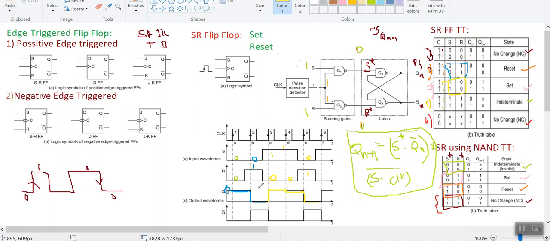If you consider this as Q, the complement is Q bar. If Q is 1, the quite opposite complement will occur at Q bar, which is 0, and whenever Q is 0, Q bar will become 1. Whenever it is 1, it will become 0, like a complement case. So this was the concept regarding the SR flip flop.